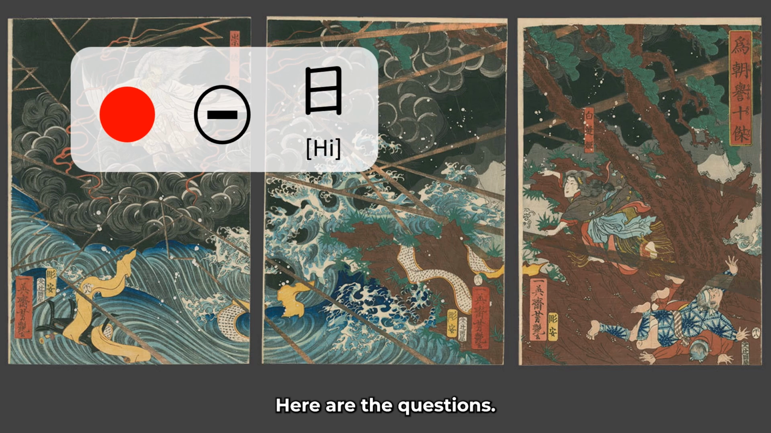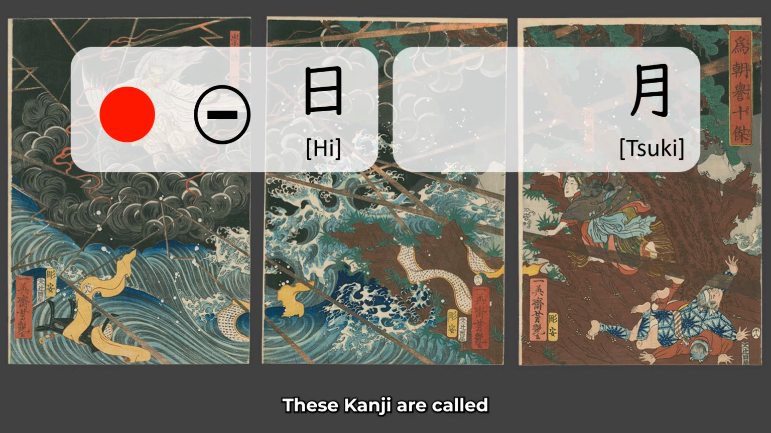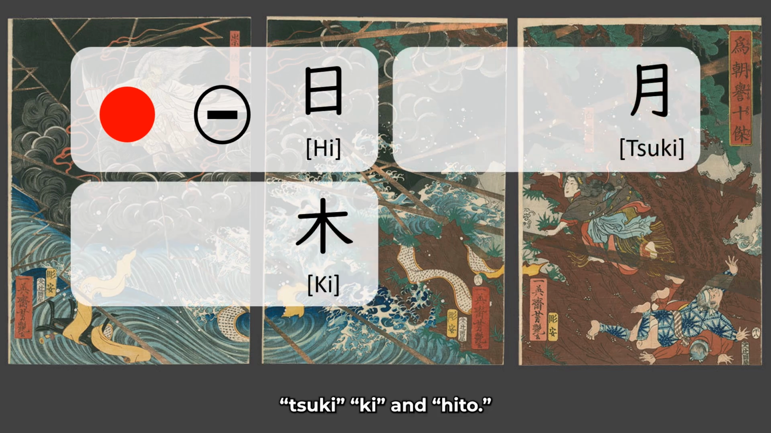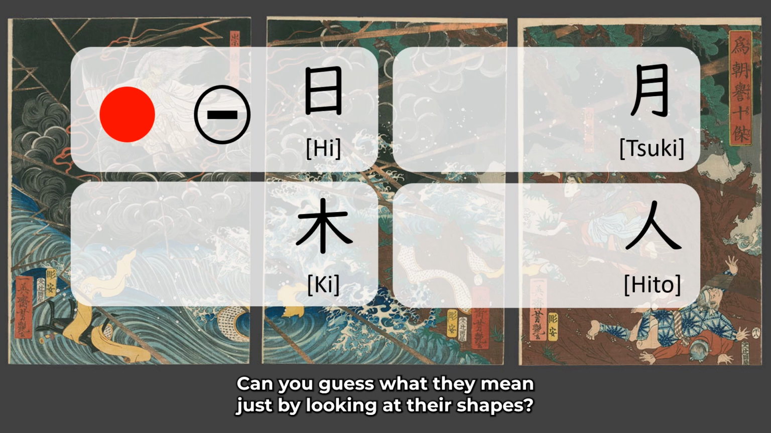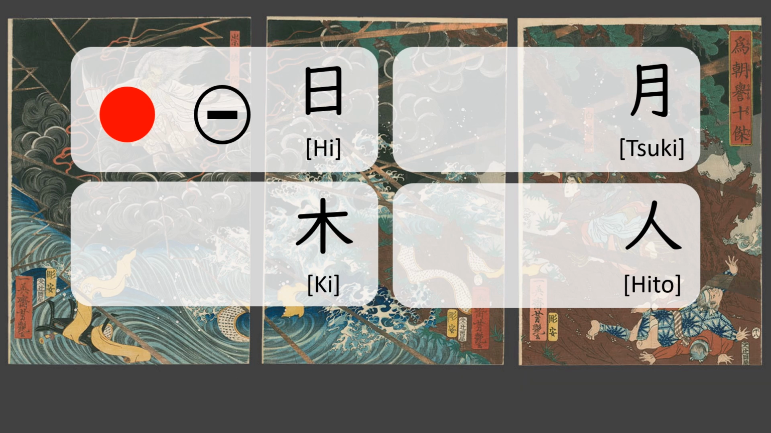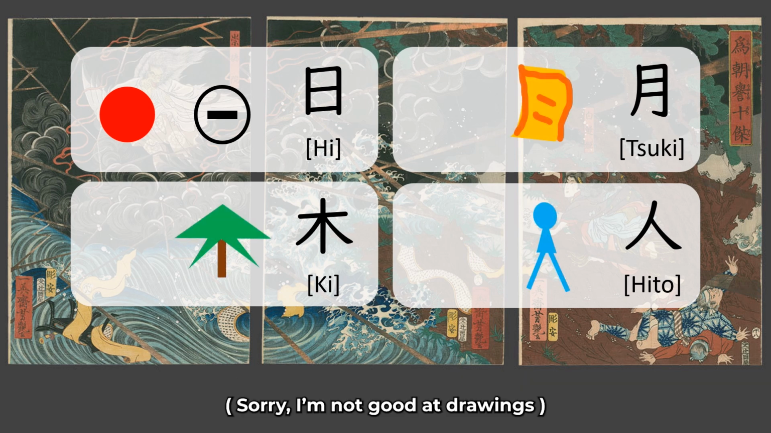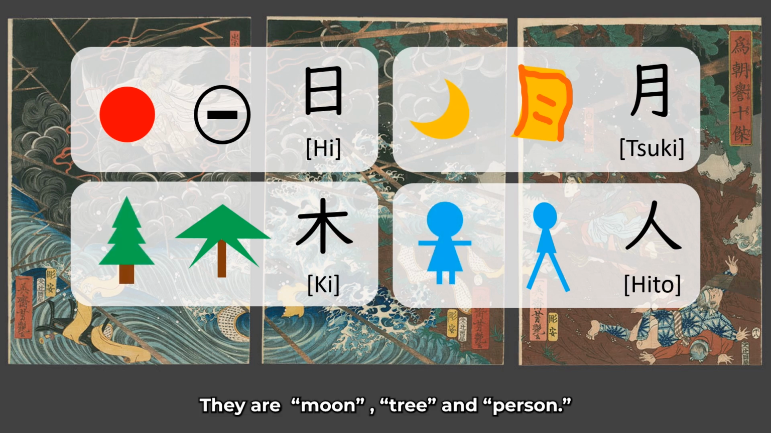Here are the questions. These kanji are called tsuki, ki, and hito. Can you guess what they mean just by looking at their shapes? Here are the hints. They are moon, tree, and person.